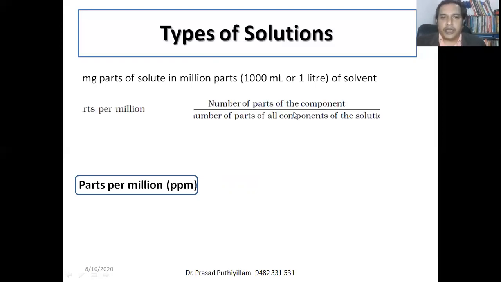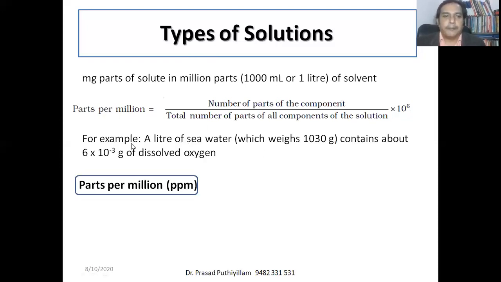Parts per million can also be calculated as the number of parts of the component upon the total number of parts of all components of the solution, multiplied by 10 to the power 6. It looks complicated, we'll simplify it.